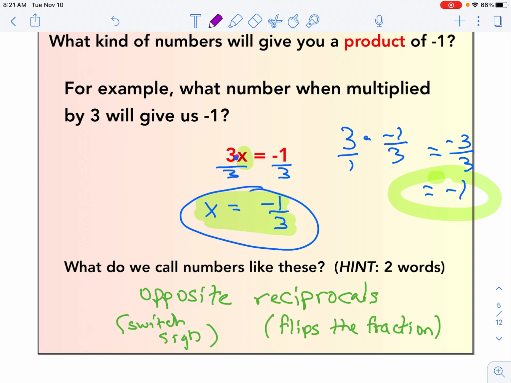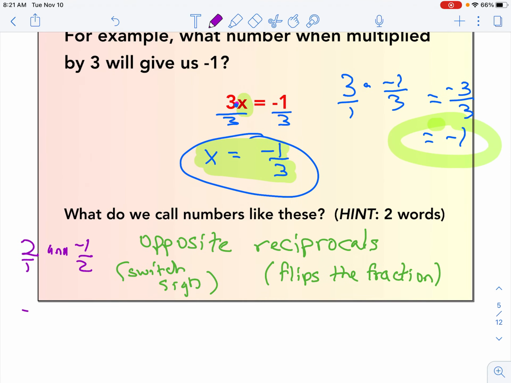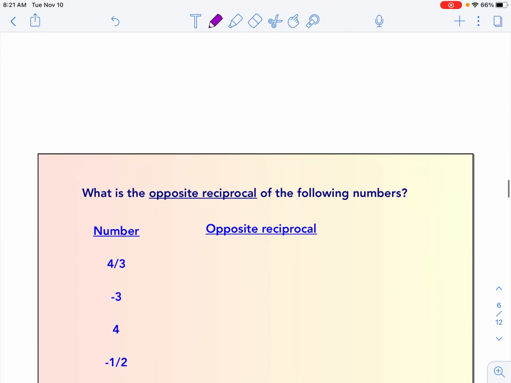Another pair would be 2 and -1/2, because remember, 2 is 2/1. Or if we start with a fraction like -2/5, then we take the opposite sign, which makes it positive, and we flip the fraction.